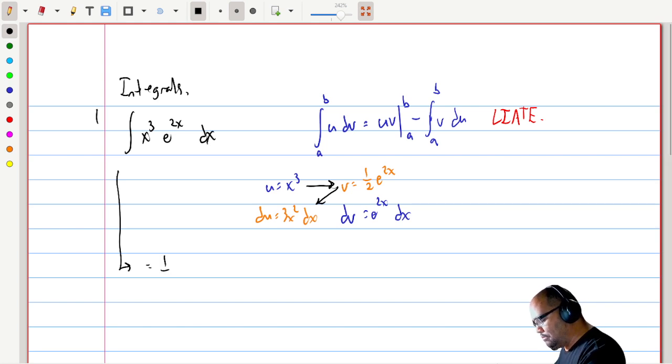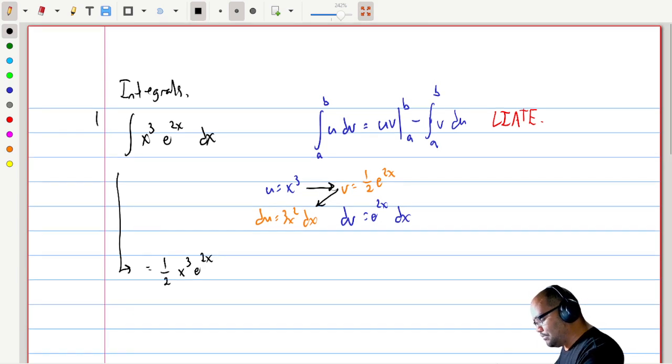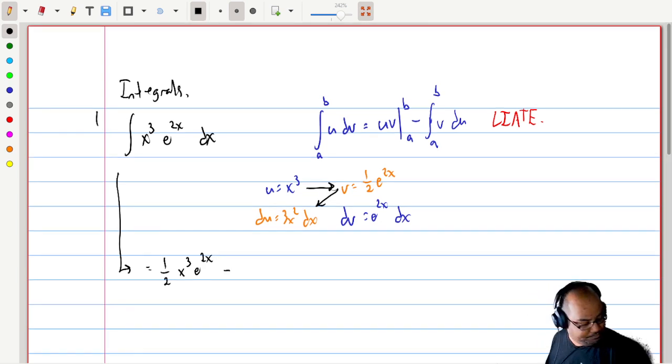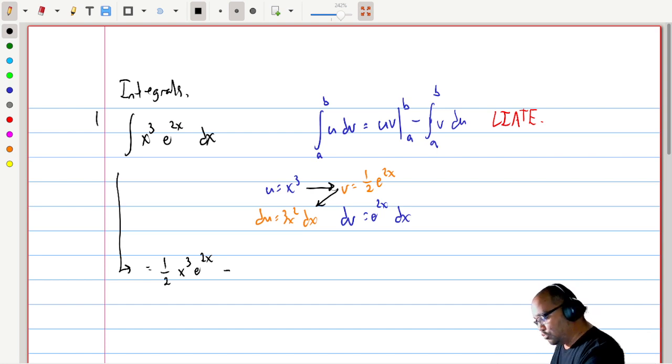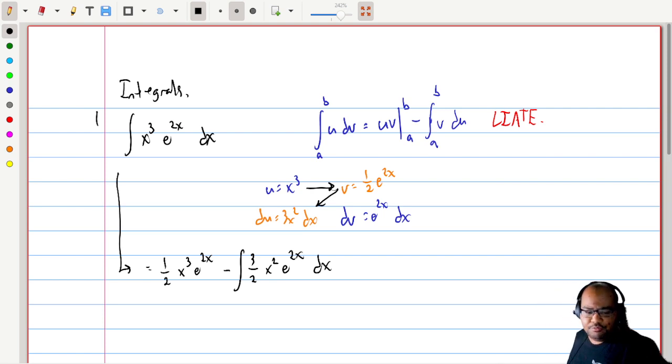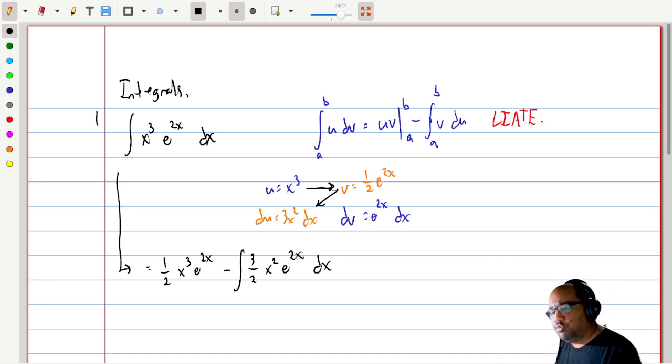So uv, okay, then minus the integral of v du. So 3 over 2 x squared e to the 2x dx. Okay, and some of you that are really familiar with this are probably screaming at the screen right now, just do the table, just do tic-tac-toe, DI or whatever. It's like, I know, but I'm just demonstrating how to do this so-called classical way.